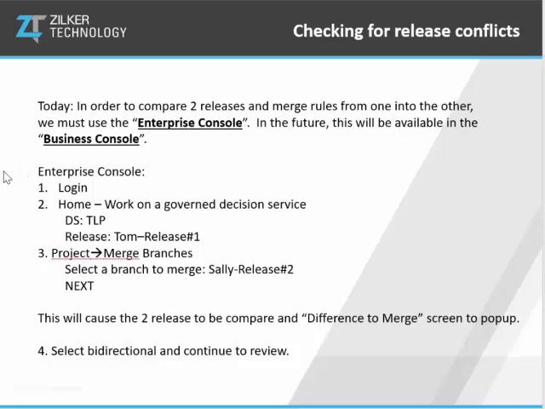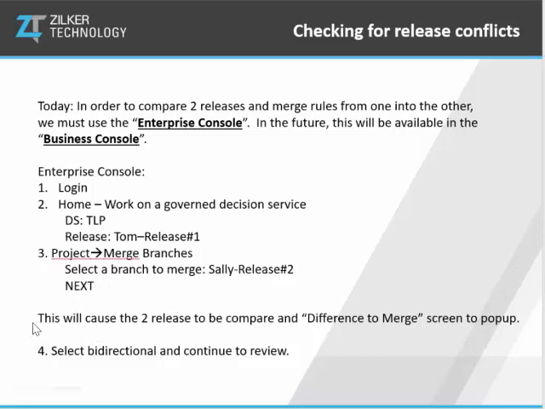So we log into the Enterprise Console, we go to the home screen, and we select the radio button that identifies that we work on a governed decision service. We highlight the fact that it's TLP, and we provide a focus on Tom's Release 1. So one part of the change process is pointing to Tom's Release 1, and then we go to the project section, and it asks us what branches we want to merge, and we select the branch that's associated with Sally's Release 2 changes. And then we hit the Next button.